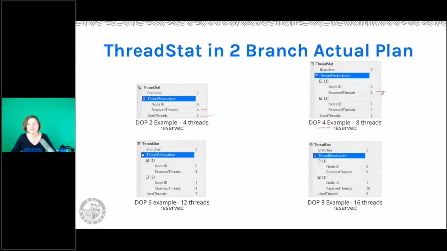So reserved threads is in 2 places here. So this is DOP 4. There are 8 threads reserved. 6 plus 2 equals 8, right? So I'm just not adding up my thread reservations properly. At DOP 6, we have 8 reserved threads plus 4 reserved threads equals 12 reserved threads. There's some simple arithmetic here that obviously I need a little more coffee to handle this morning.